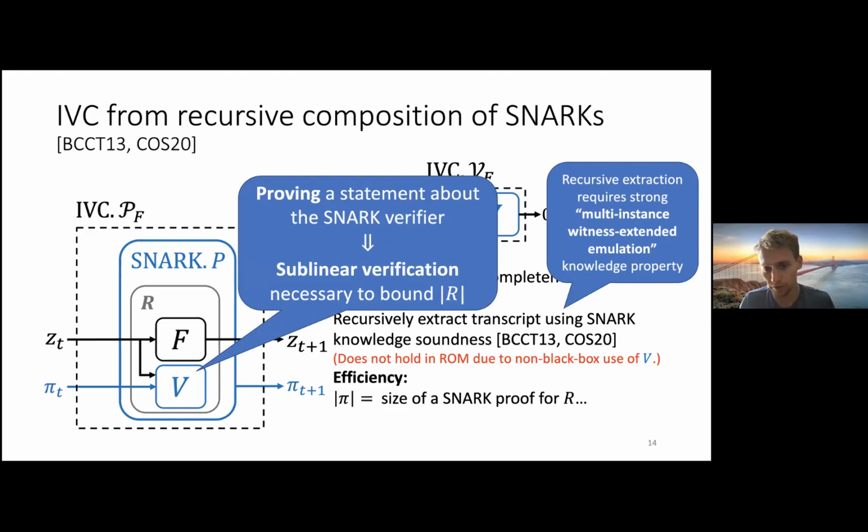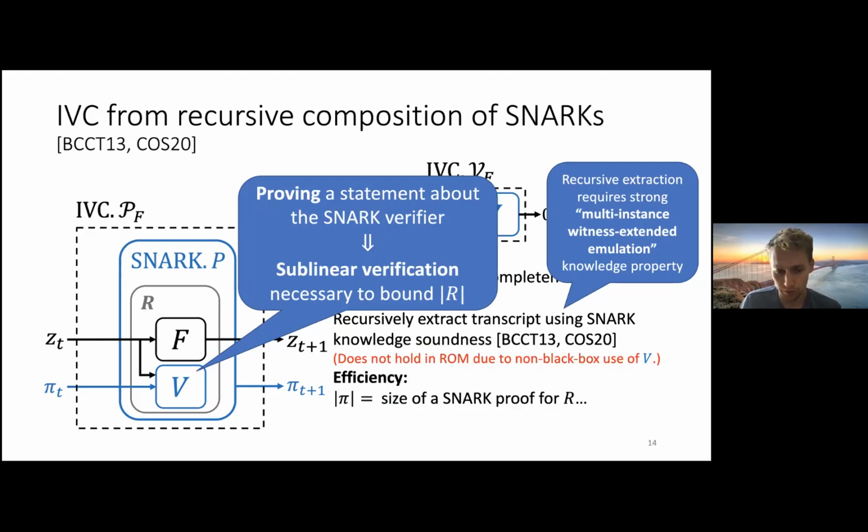And because we're proving a statement about the SNARK verifier, we need the verifier to be succinct, to be efficient, so that proving the statement about the SNARK verifier doesn't grow. It's important that we can fit the size of the verifier into the prover. And if we have the sublinearity property, then it will actually be possible to find a bound on R such that we can always fit the verifier in there.